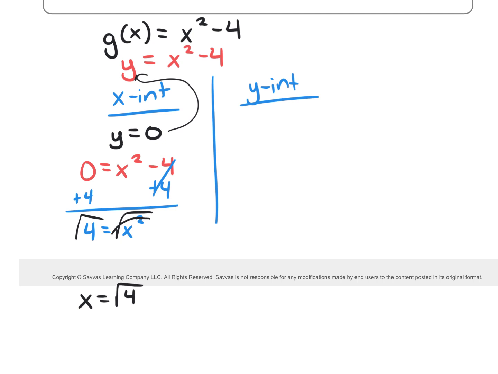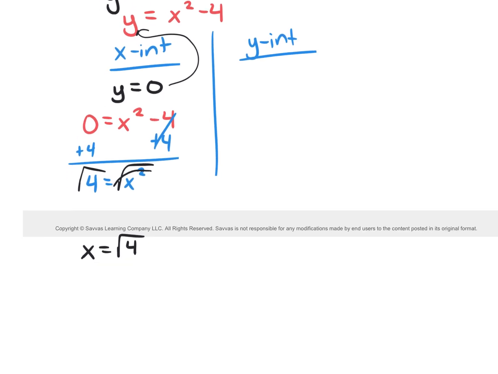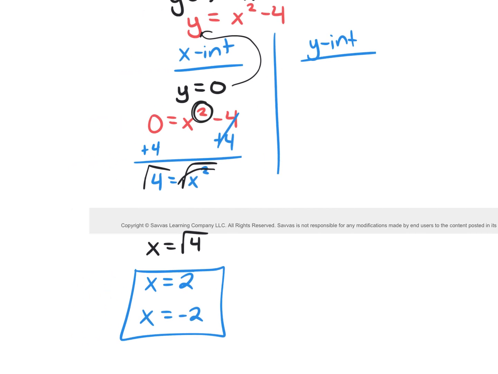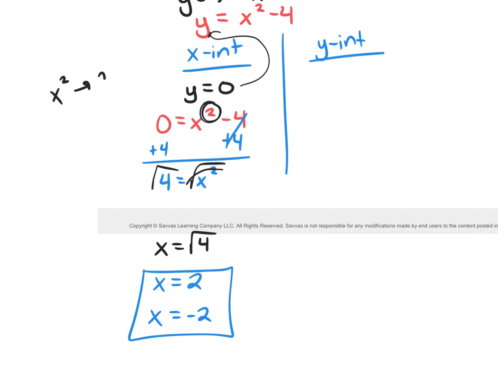Okay. However, do we know what the square root of 4 is? 2. It is 2. Is there another answer to the square root of 4? If we take the square root of a positive number, we should have 2 answers. -2, exactly. Yep. So we have x equals 2 and x equals -2. What's going to help remind you of that is if you ever have a squared, you're going to have 2 answers. Okay, maybe write that off to the side. X squared, you're going to have 2 answers.